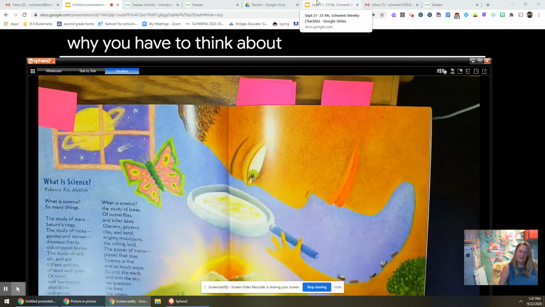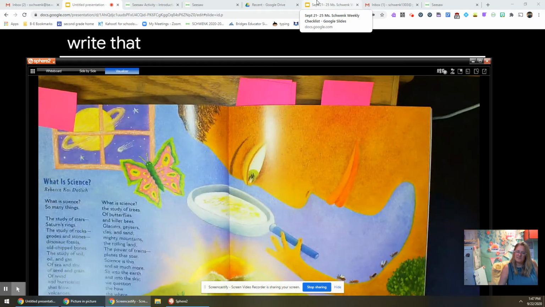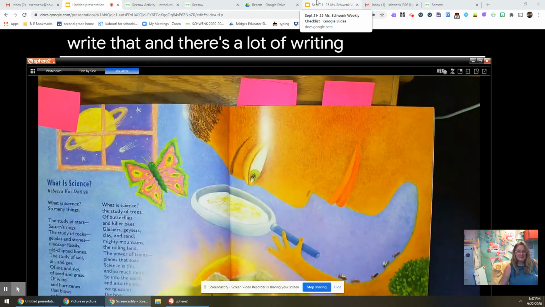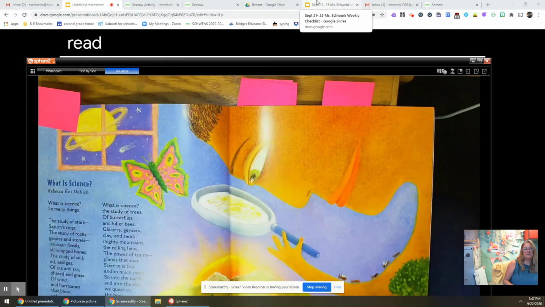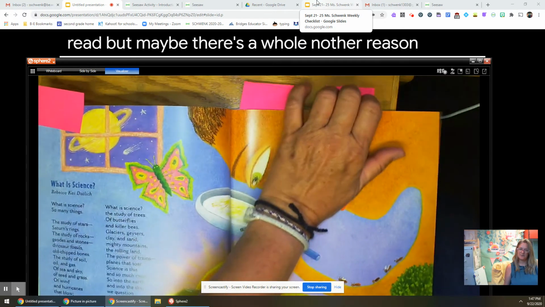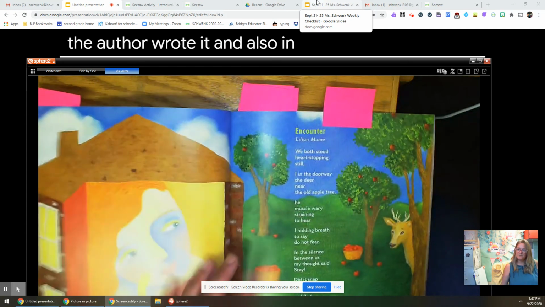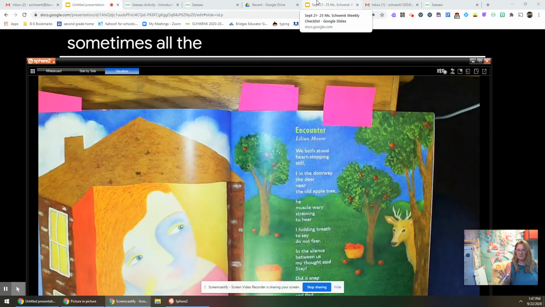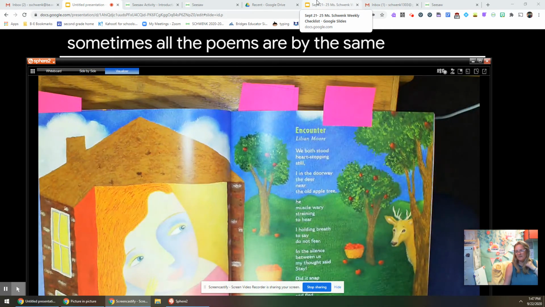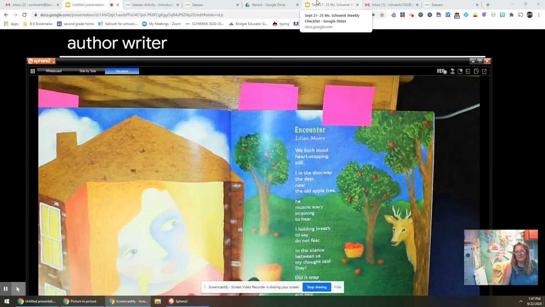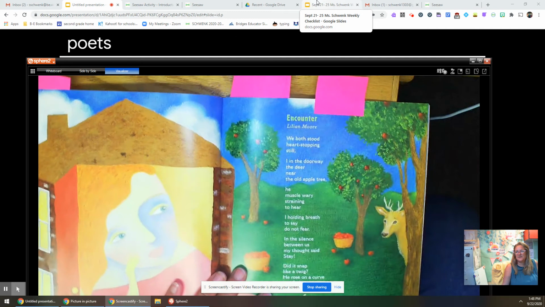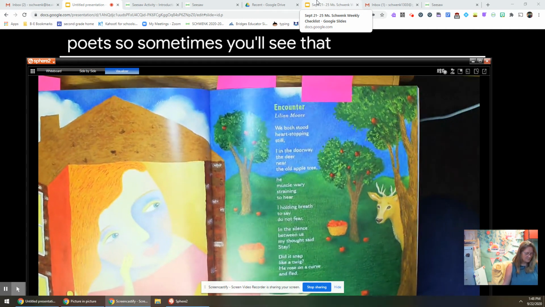You have to think about why the author chose to write that. And there's a lot of rhyming, and it was fun to read, but maybe there's a whole other reason why the author wrote it. And also in a poetry book, sometimes all the poems are by the same poet, author, writer, but in this book, there's all different poets. So sometimes you'll see that.